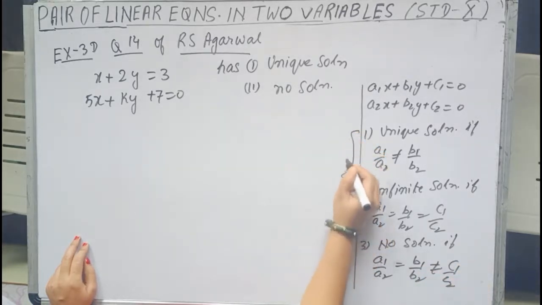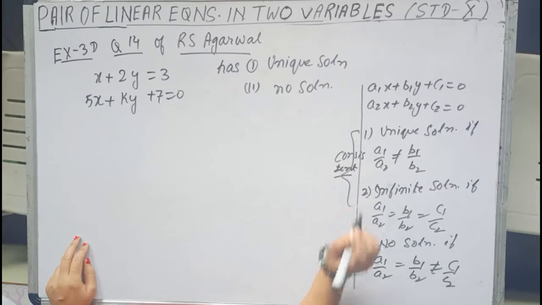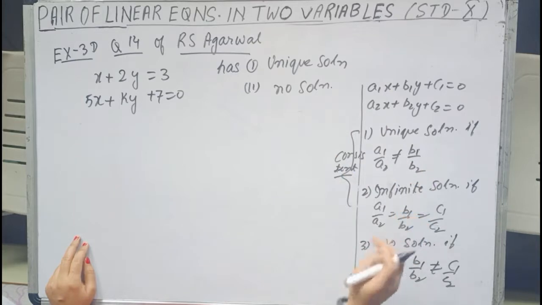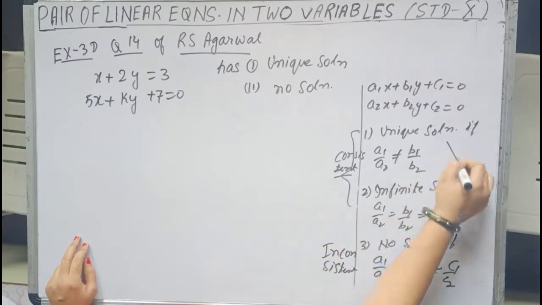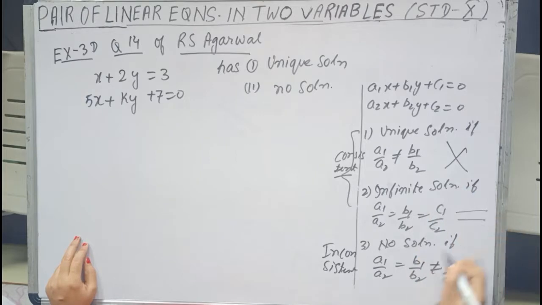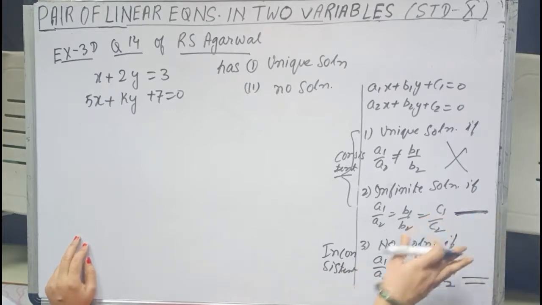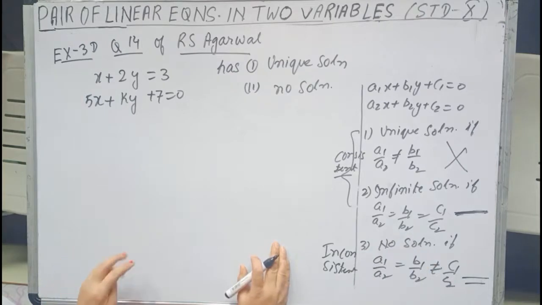Remember, these two come under the consistent system of linear equation, means the system of equations are consistent, and this comes under inconsistent. The graph of this will be like this, and the graph of infinitely many solution will overlap each other, and the graph of no solution will be parallel to each other. This will overlap. A thick line we will be getting, means the two lines will coincide on each other. So let us start the question now.